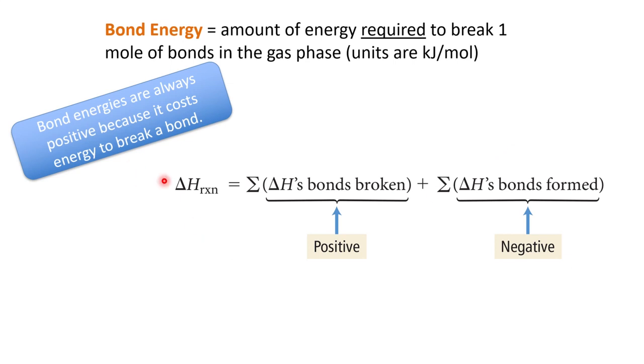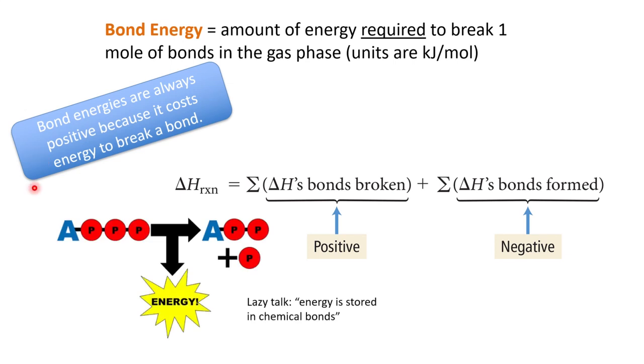So again, this is covalent bonds. So we're talking about electrons being shared between two atoms. But in the ionic example, we were moving electrons from single atoms. So it's an analogous process, but it is not the same thing. And I want to again reiterate, bond energies are always positive because it costs energy to break a bond.